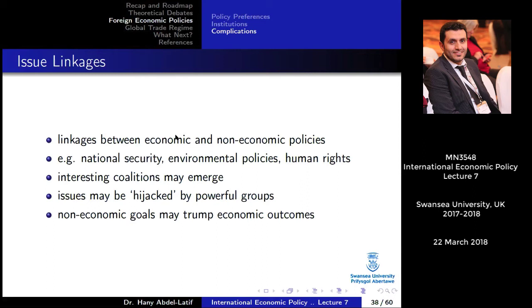And also some issues may be hijacked by powerful groups. If you think again about the example we just discussed about the US, it's about how powerful the lobby is there that is against banning holding guns and selling guns. Even if it sounds very reasonable and rational to do that, many presidents in US history were not able to control it, they were not able to change that. And who knows when they will be able to put an end to this.